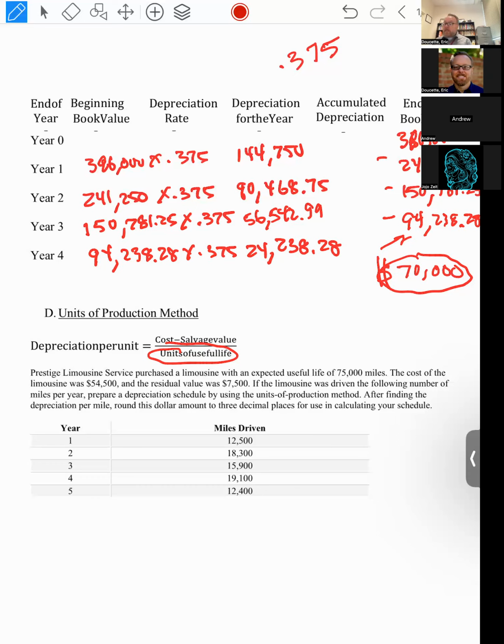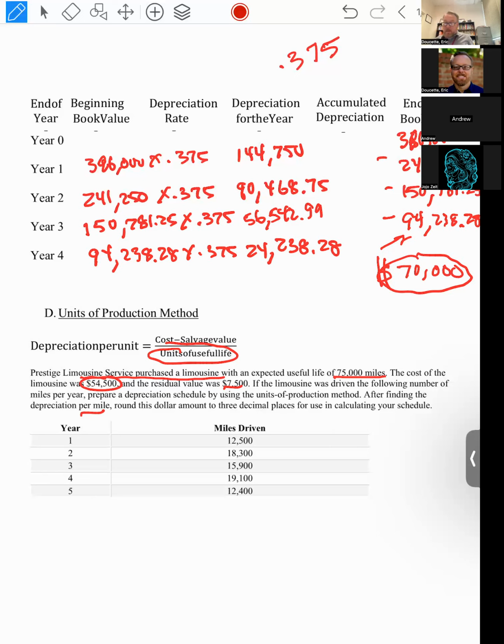So for instance, this problem, we'll just look at it right here. It says that this limousine service purchased a limousine with an expected useful life of 75,000 miles. The limousine costs $54,500 and it has a residual value of 7,500. If the limousine is driven the following number of miles per year, prepare a depreciation schedule by using the units of production method. After finding the depreciation per mile, round this amount to 3 decimal points.